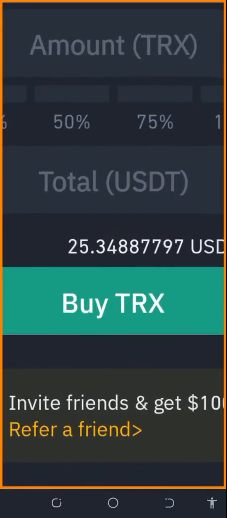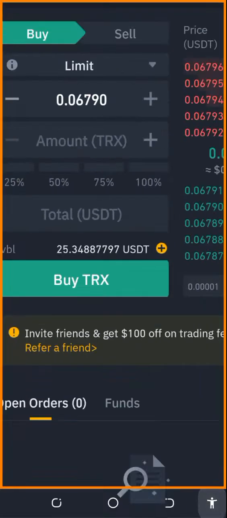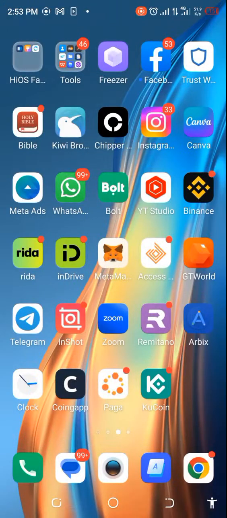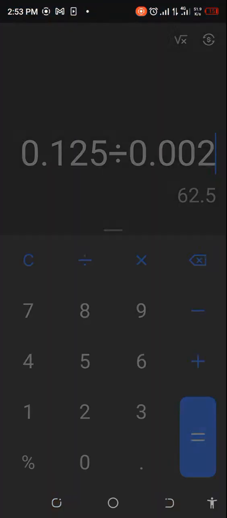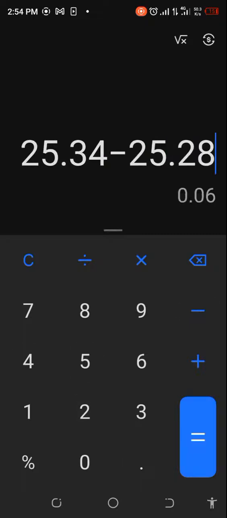You can see here, it started out at 25.28. And so here we are at 25.34. Let's check that out. 25.34 minus 25.28 is 6 cents.